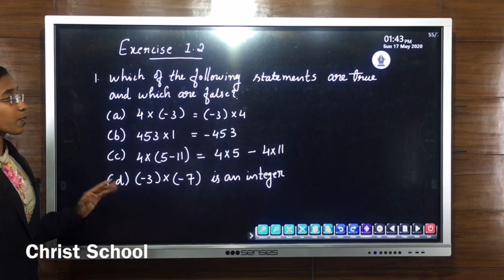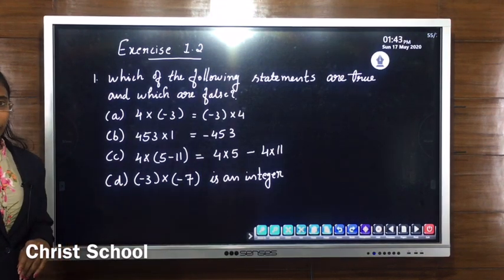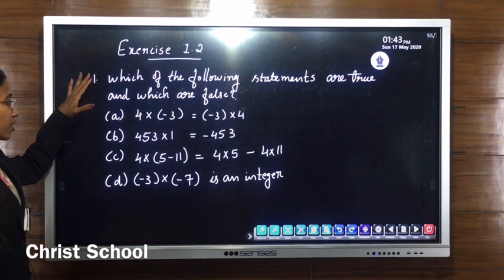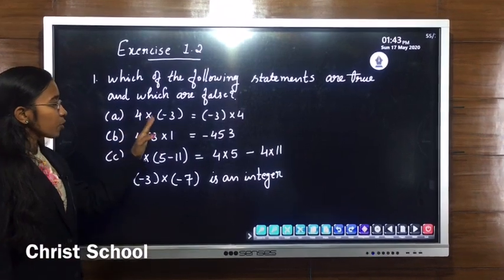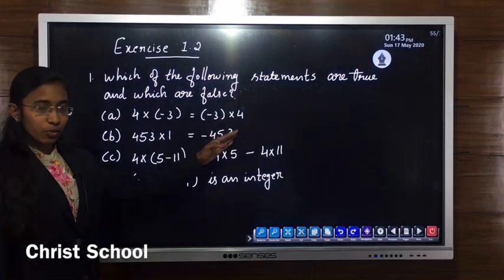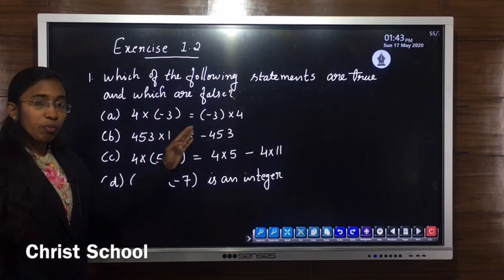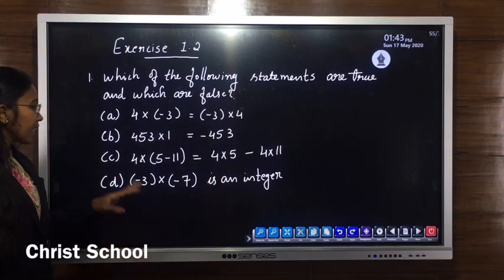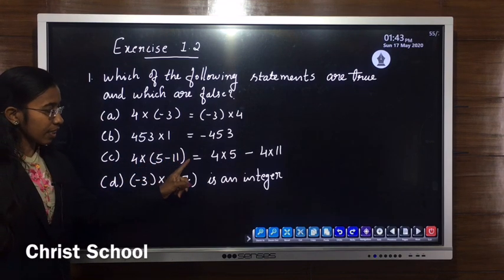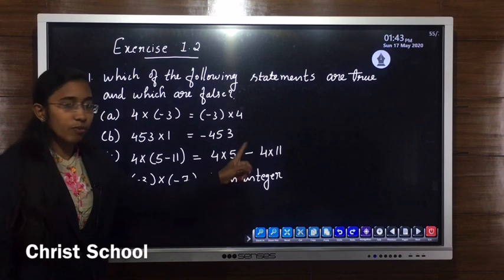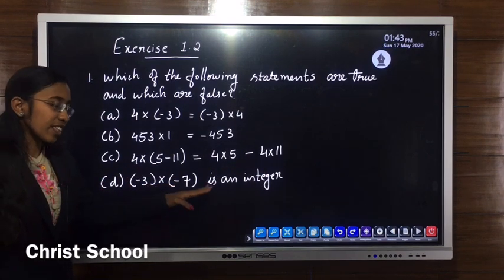Start our exercise. First question. Which of the following statements are true and which are false? In the first question there are 4 parts. First part, 4 into minus 3 equal to minus 3 into 4. Second part, 453 into 1 is equal to minus 453. Third part, 4 into 5 minus 11 equal to 4 into 5 minus 4 into 11. And D part, minus 3 into minus 7 is an integer.